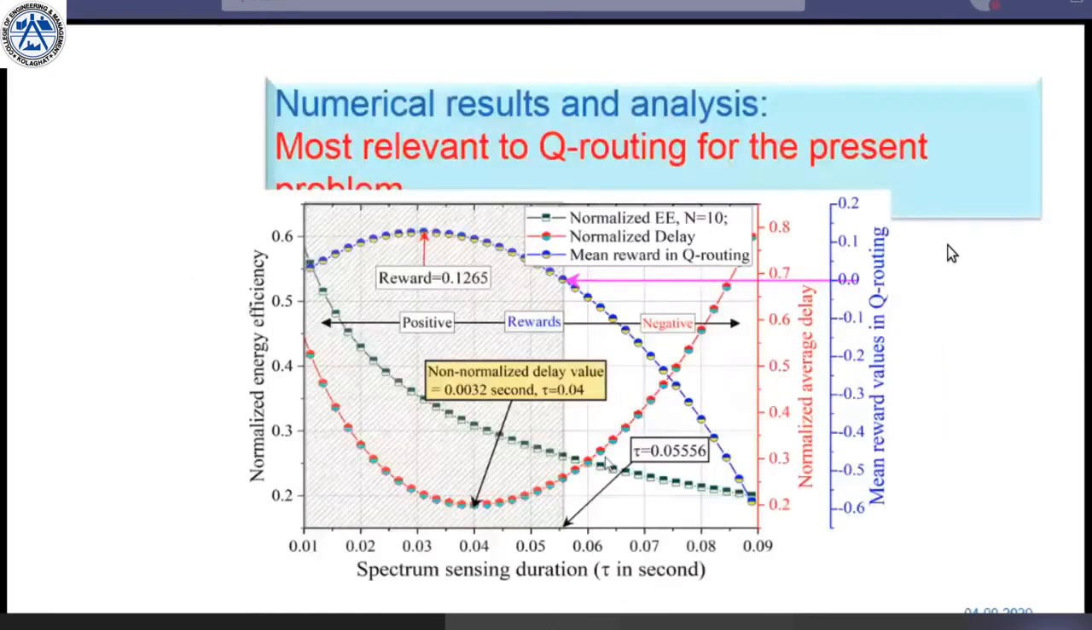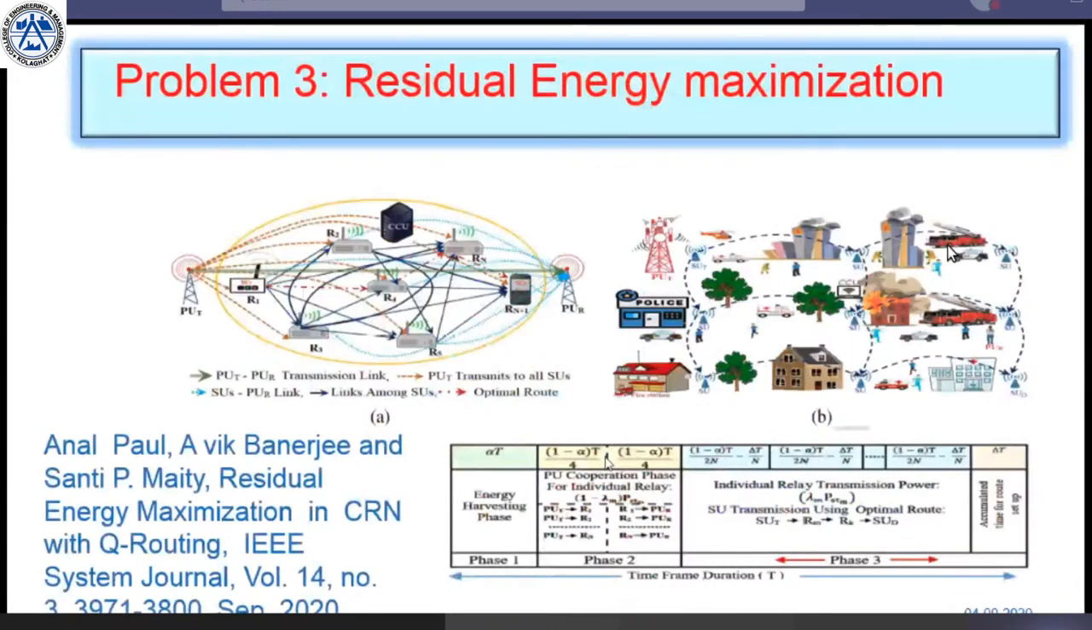Okay, the same problem we can think of the other way also. We can have another objective. Instead of end-to-end reliable data transmission, I'm happy with a certain level of reliable data transmission, but I would like to establish routing such that each node can have more residual energy. That means relays need more energy. So when I'm establishing a path from source to destination, my objective now changes. Certain reliable data transmission is good enough, but how can I set up the path such that the residual energy of all nodes in the network is maximized.